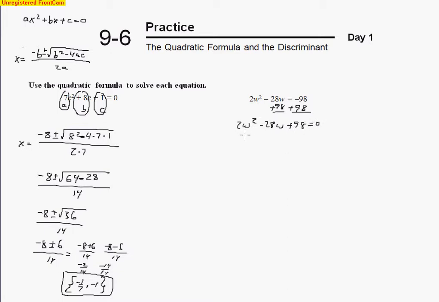And so my a term here is 2. B is negative 28, and c ends up being positive 98. And so I substitute those numbers into the quadratic formula. It looks like this. So instead of x, in this case it's going to be w, and same thing over here, this should have been c, but I'll just leave it the way it is.